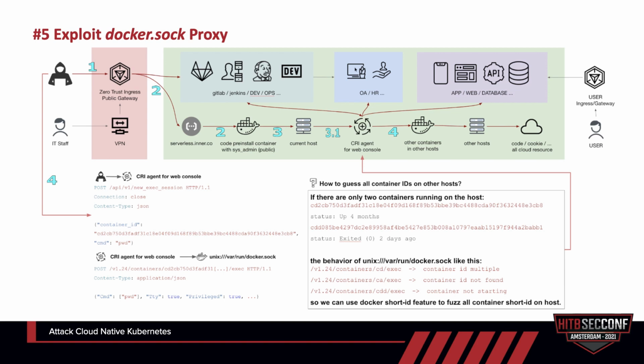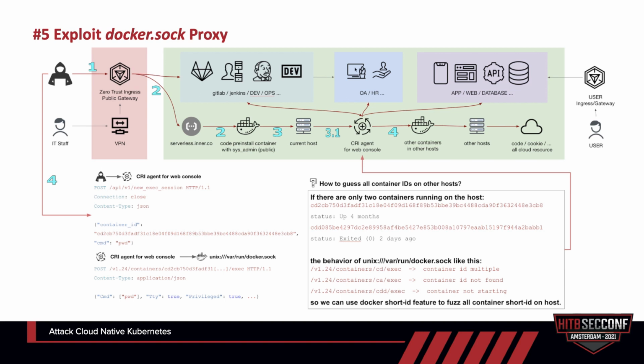But how should we get all the container IDs with 64 characters on each server? This is obviously impossible. But anyone who uses Docker containers knows that we can replay the entire container ID by using the first few digits of the container ID. In the Docker Unix socket, this feature is also supported.